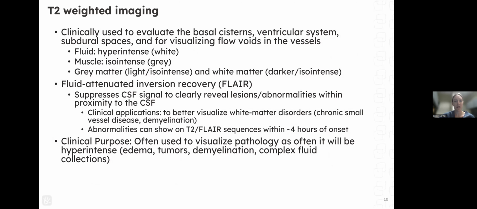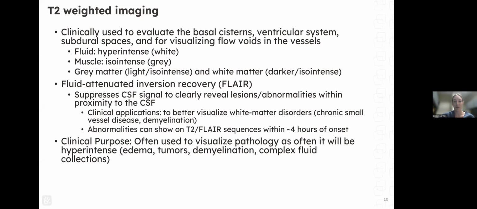Our T2 weighted imaging is clinically used to evaluate a lot of different things, but specifically for basal cisterns, the ventricular system, subdural spaces, and you can visualize flow voids within the vessels. This is one where the fluid is going to be hyper-intense, so white. Muscle is going to stay iso-intense gray, and then gray matter and white matter will switch. So gray matter will be a little bit lighter in iso-intense, and white matter will be a little bit darker.